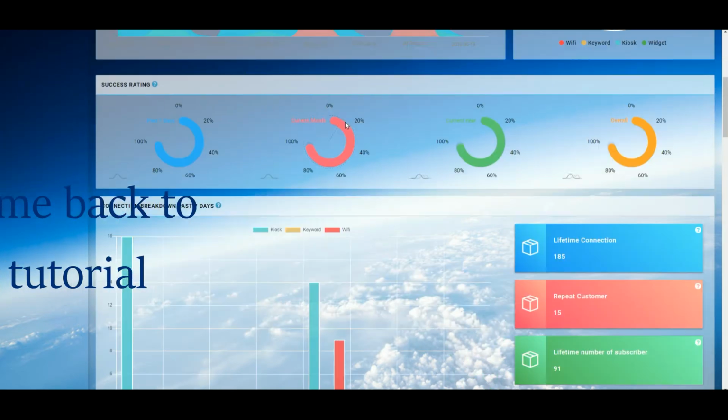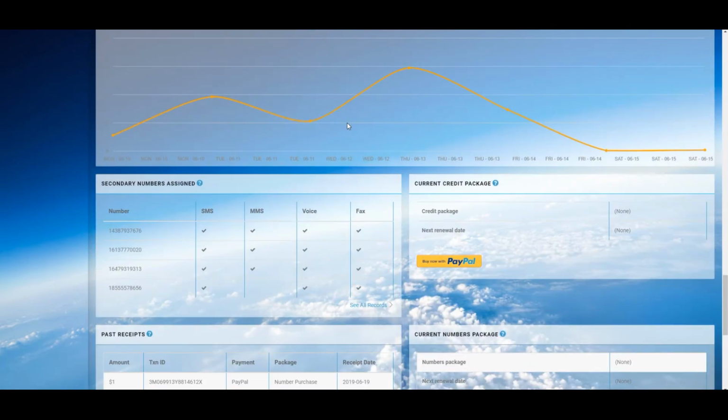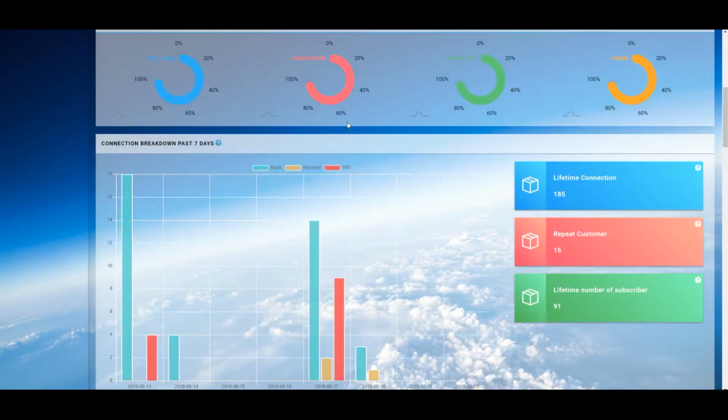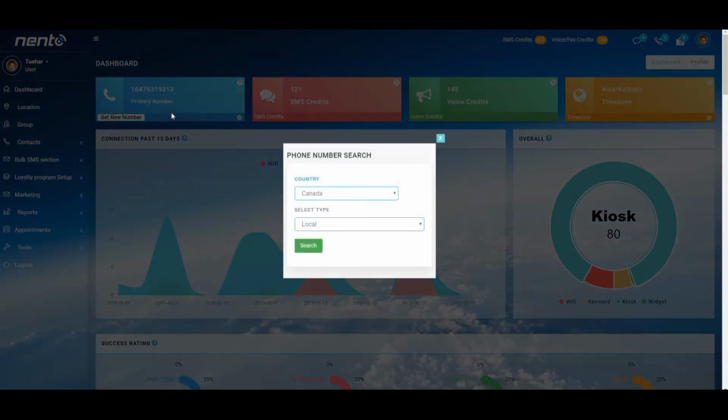As you can see, this is our beautiful dashboard. In this section, you will find many charts that display the outcome of your campaigns. At the top is the primary number you are currently using to send your SMS. You can always get more numbers by clicking on Get New Number.